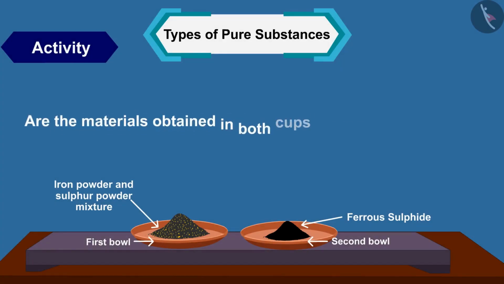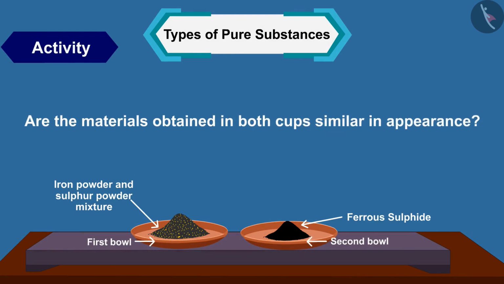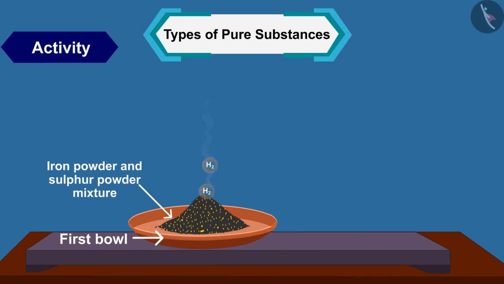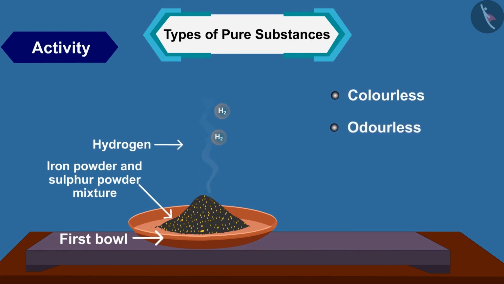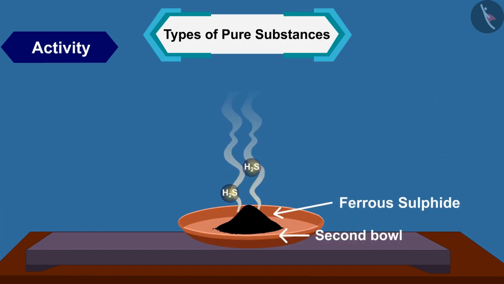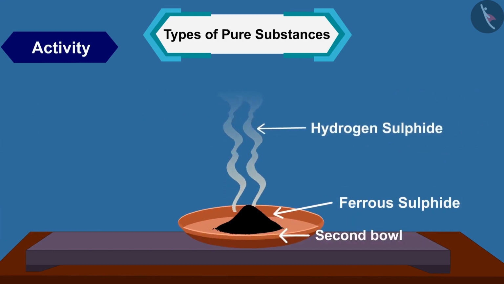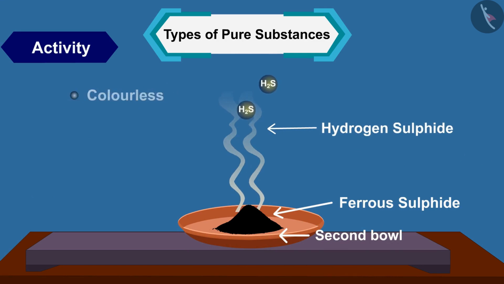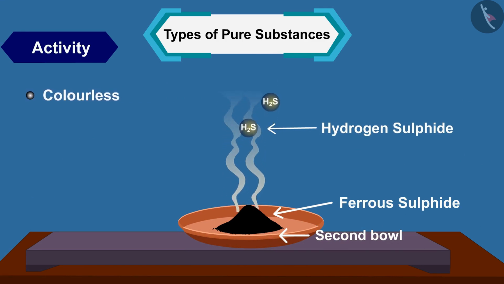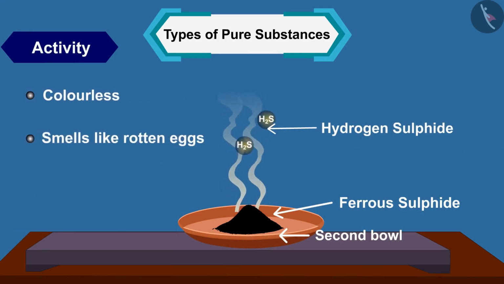Are the materials obtained in both cups similar in appearance? The gas obtained in cup 1 is hydrogen. It is colorless, odorless, and flammable. While the gas obtained in cup 2 is hydrogen sulfide. It is a colorless gas and smells like rotten eggs.